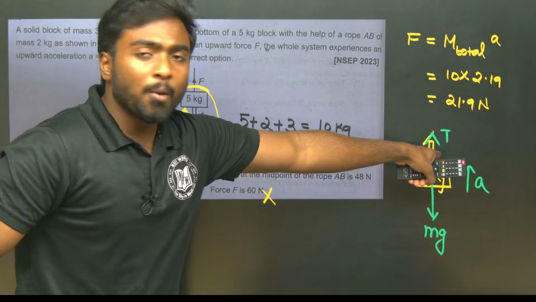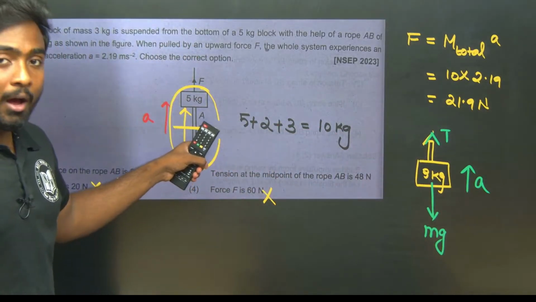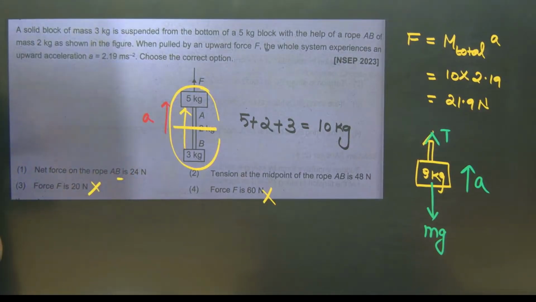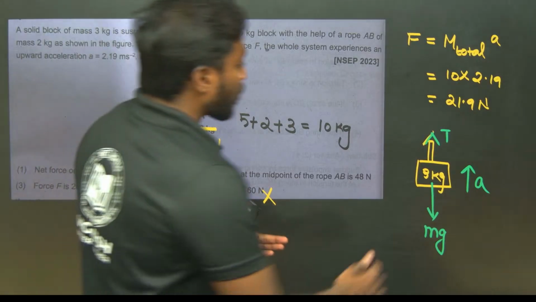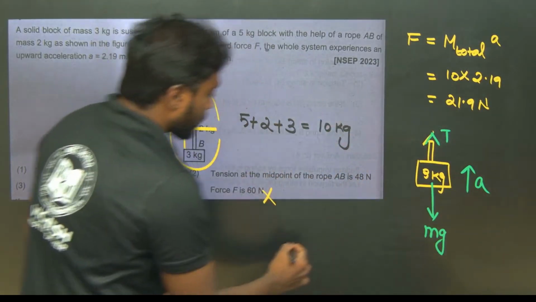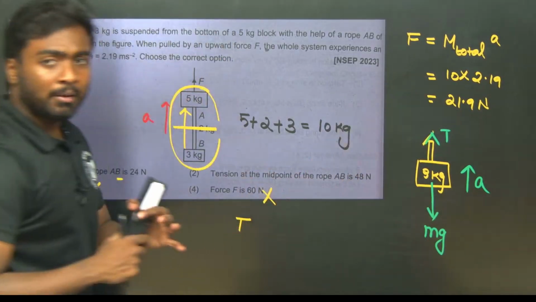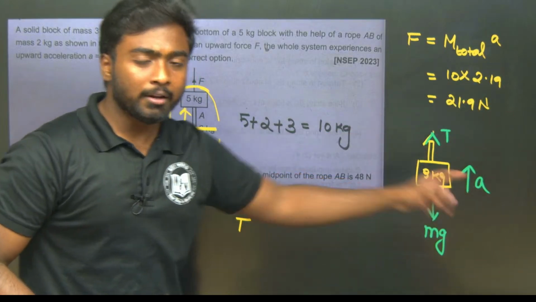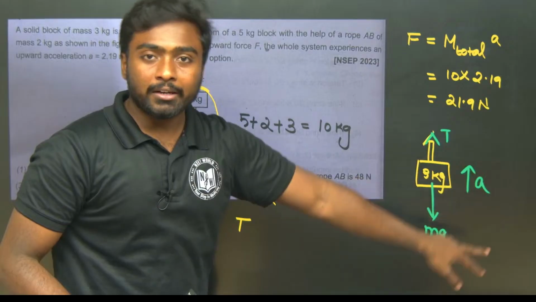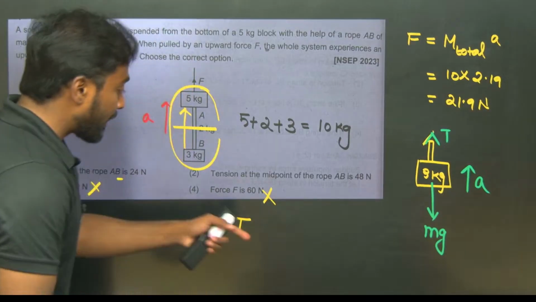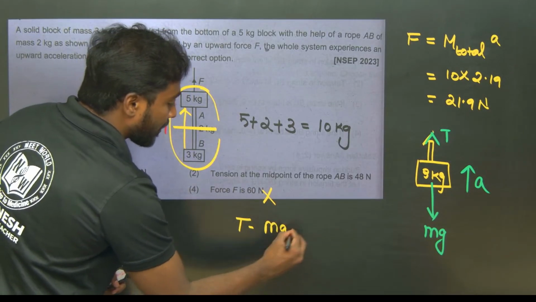So what about the rope weight? Half of the rope's mass is 1 kg. So the total mass is 4 kg. Tension is going in this direction. Remember one thing: whenever acceleration is there, forces in that direction are kept positive, and forces in the opposite direction of the acceleration are kept negative. So T minus mg equals ma.